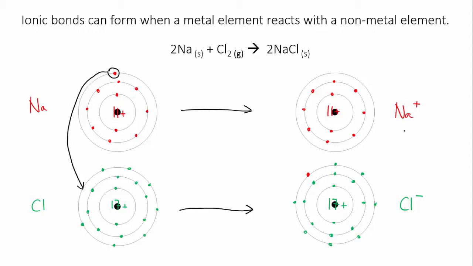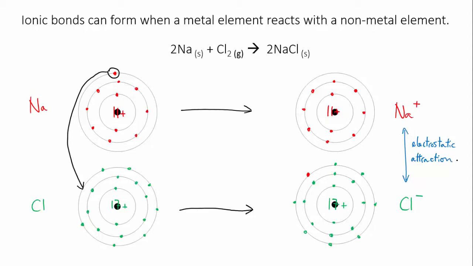Notice that the sodium has become smaller, its outer shell is now the second level, and the chloride has become slightly bigger because it has an extra electron. The final thing that happens is that the positive charge of the sodium ion and the negative charge of the chloride ion attract one another, and we have an ionic bond.